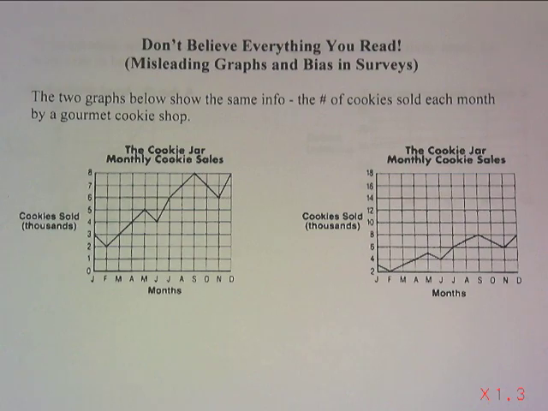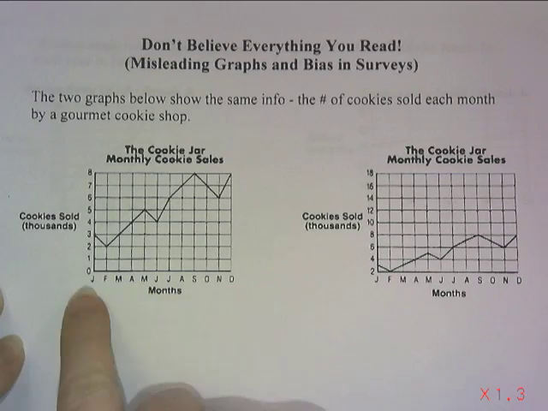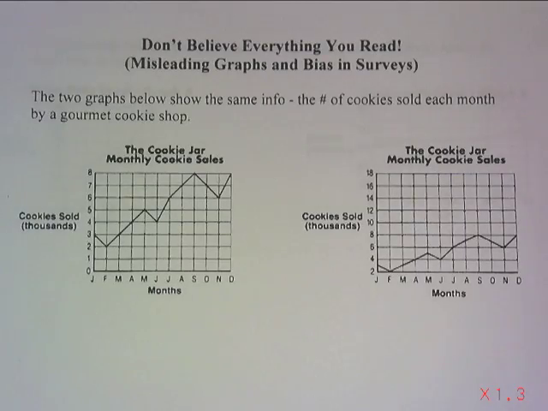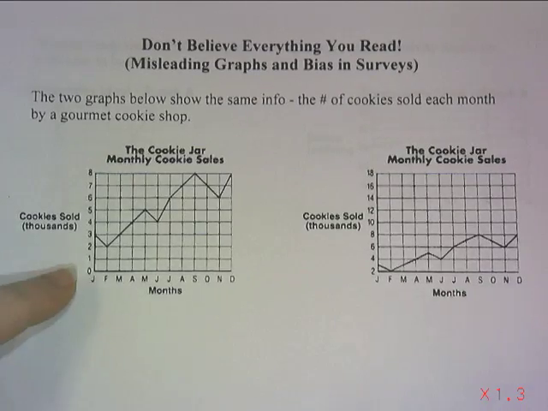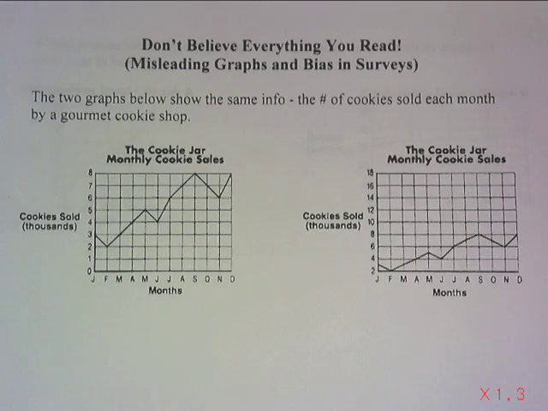They show the exact same information. We're demonstrating the number of cookies that a gourmet cookie shop sold each month. By the way, these letters down here are abbreviations for each of your months: January, February, March, and so on. Notice the y-axis, the dependent variable, is number of cookies sold in the thousands. So when we see 1, that's really 1,000, and so on. These graphs actually show the exact same data.